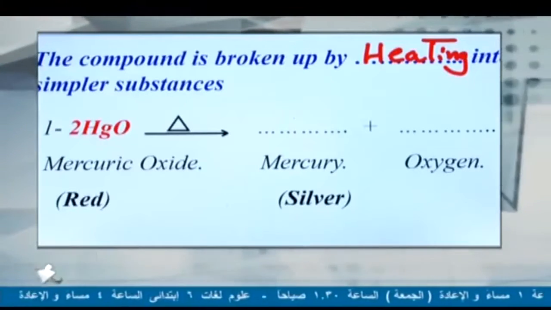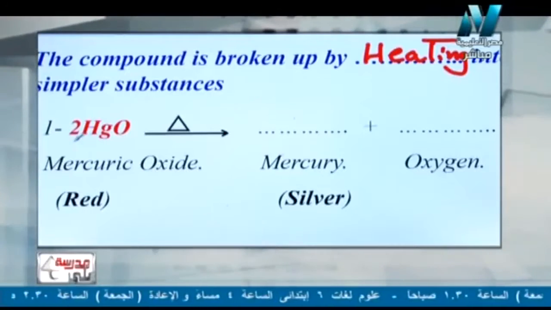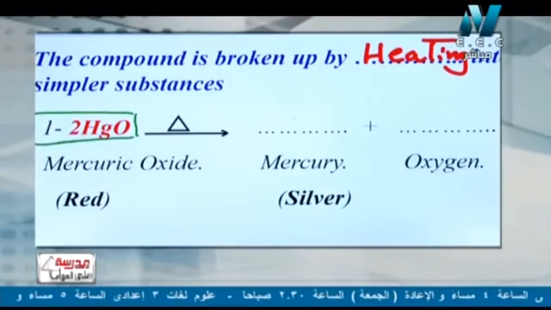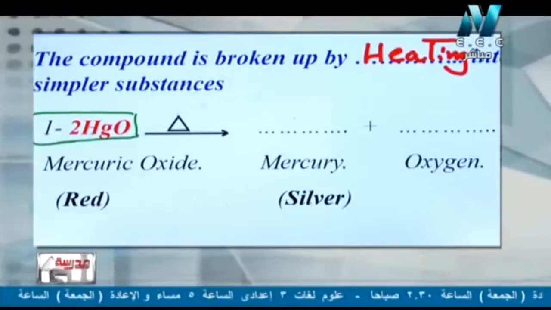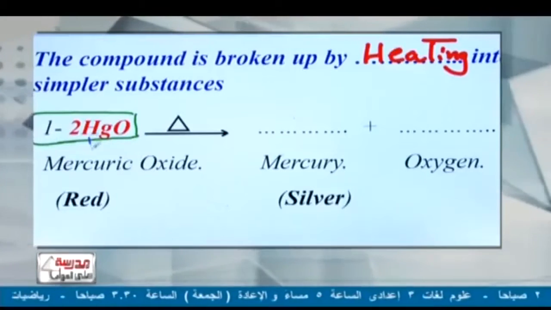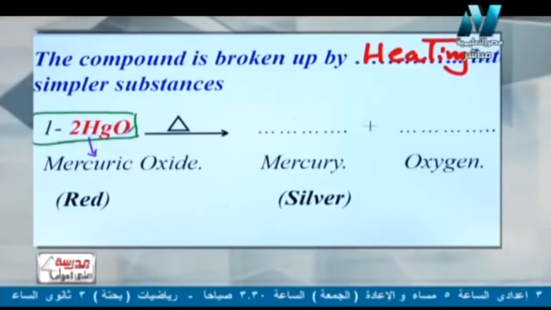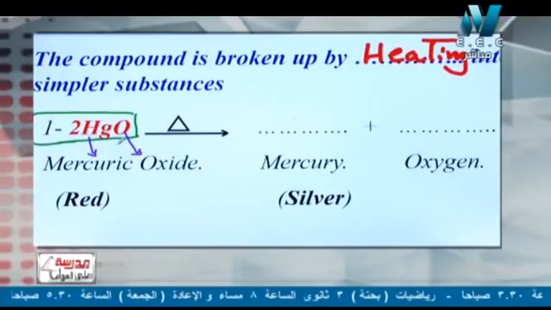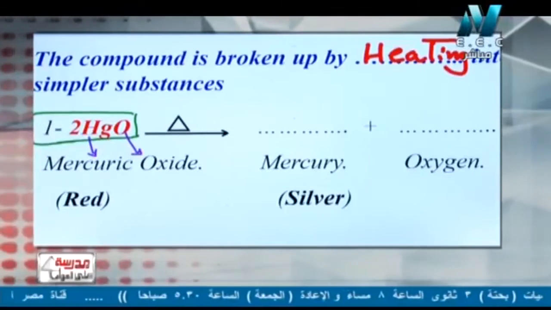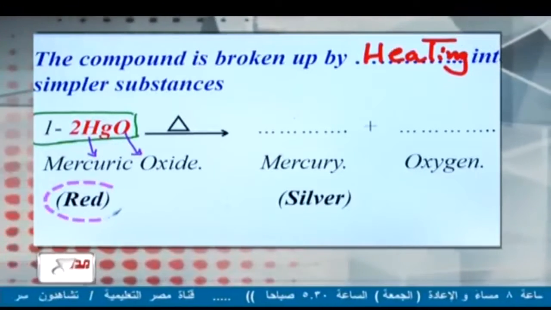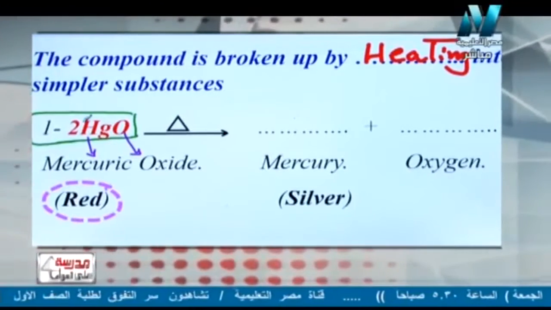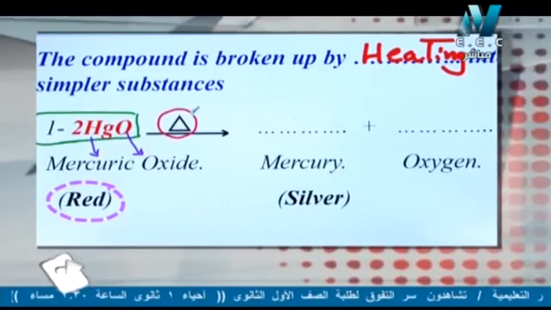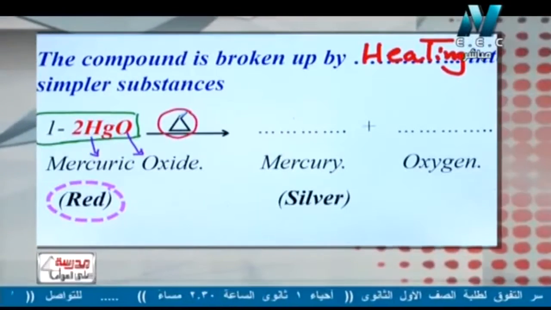The first example here, dear students, number one, 2HgO. Firstly, we should remember the symbols of the elements. We know Hg means mercury, and O means oxygen. So here we have mercuric oxide, and the color of mercuric oxide is red. We decompose mercuric oxide by using heat. This triangle means heating.